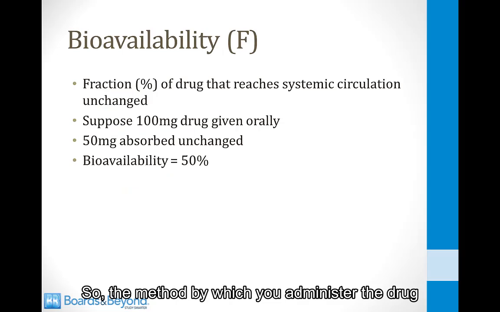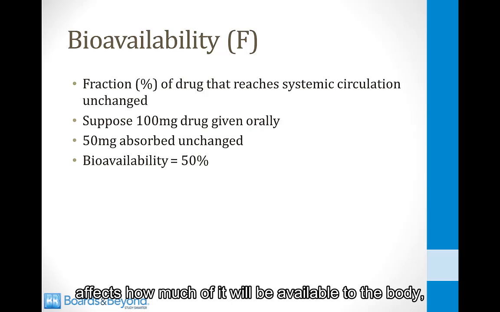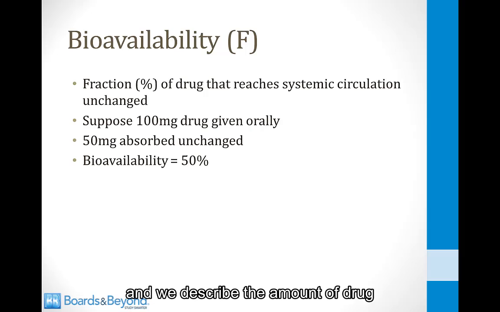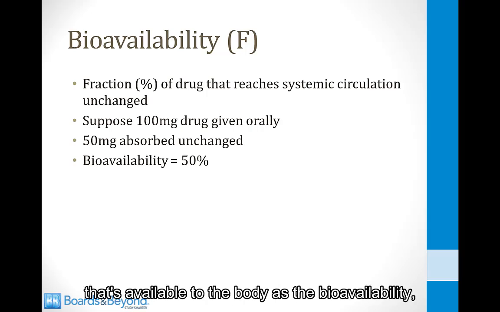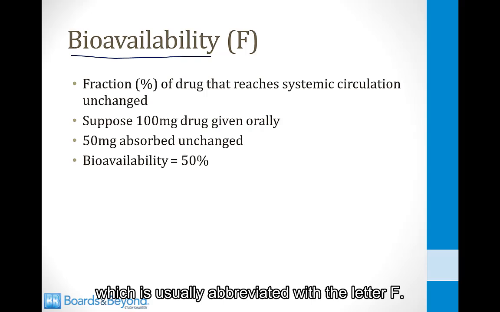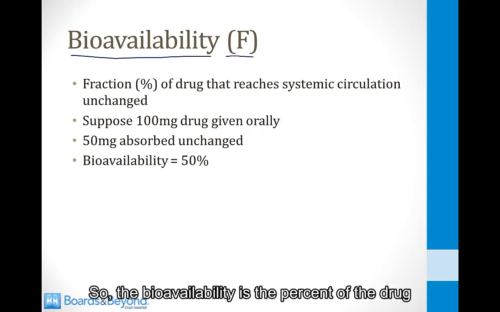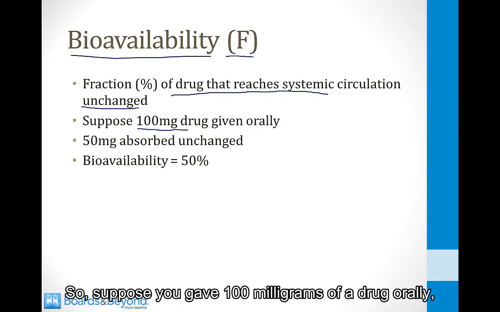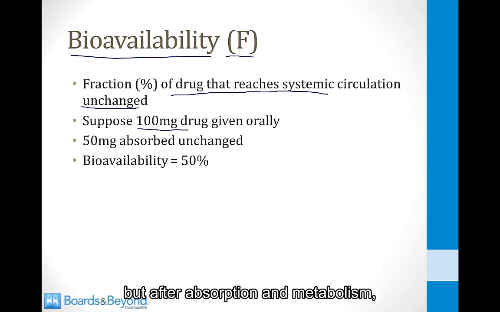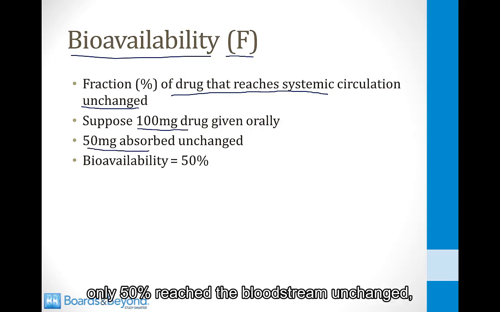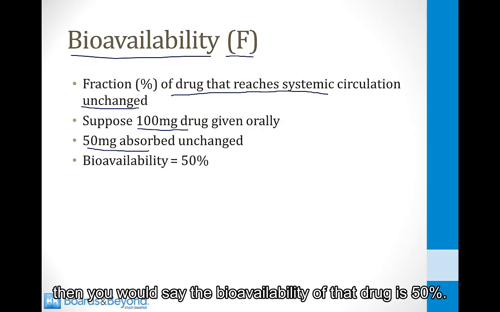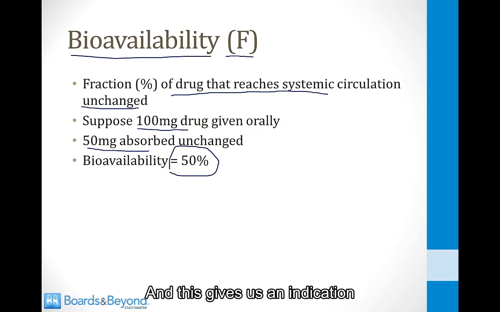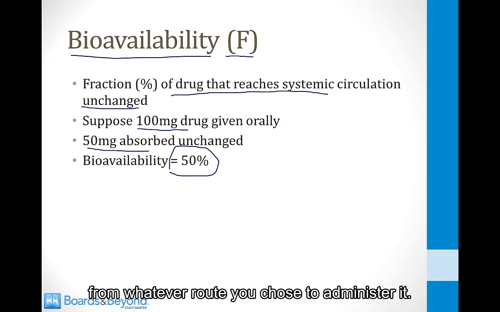So the method by which you administer the drug affects how much of it will be available to the body. And we describe the amount of drug that's available to the body as the bioavailability, which is usually abbreviated with the letter F. So the bioavailability is the percent of the drug that reaches the systemic circulation unchanged from its initial form. Suppose you gave 100 milligrams of a drug orally, but after absorption and metabolism, only 50% reached the bloodstream unchanged, then you would say the bioavailability of that drug is 50%. And this gives us an indication of how much the drug gets altered as it moves its way into the circulation from whatever route you chose to administer it.